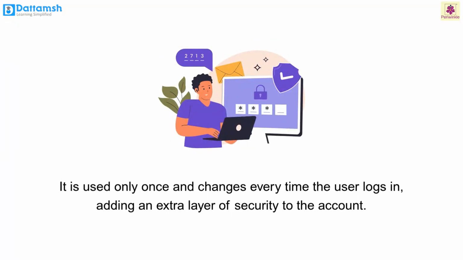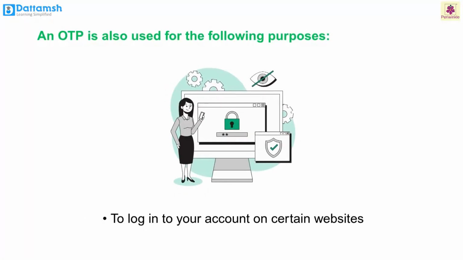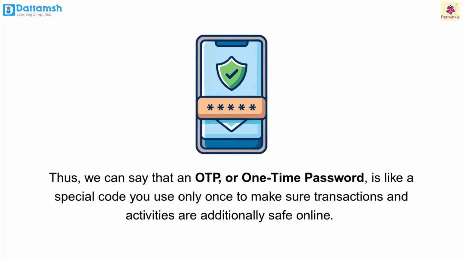It is used only once and changes every time the user logs in, adding an extra layer of security to the account. An OTP is also used for the following purposes: while making payments on e-commerce websites, to log into your account on certain websites, to authenticate user activity online. Thus, we can say that an OTP or one-time password is like a special code you only use once to make sure transactions and activities are additionally safe online.